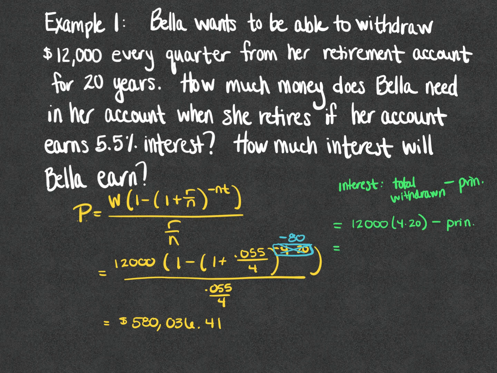I'll write it in this next step. When you multiply this together, you find out that she is able to withdraw $960,000, even though her account contained $580,036.41. Again, she's able to withdraw way more money than what she had in there because the interest continues to accumulate as she is withdrawing that money over time. So doing that subtraction, we find that while she was withdrawing that money and letting the rest of it sit there, she continued to earn $379,963.59 in interest.